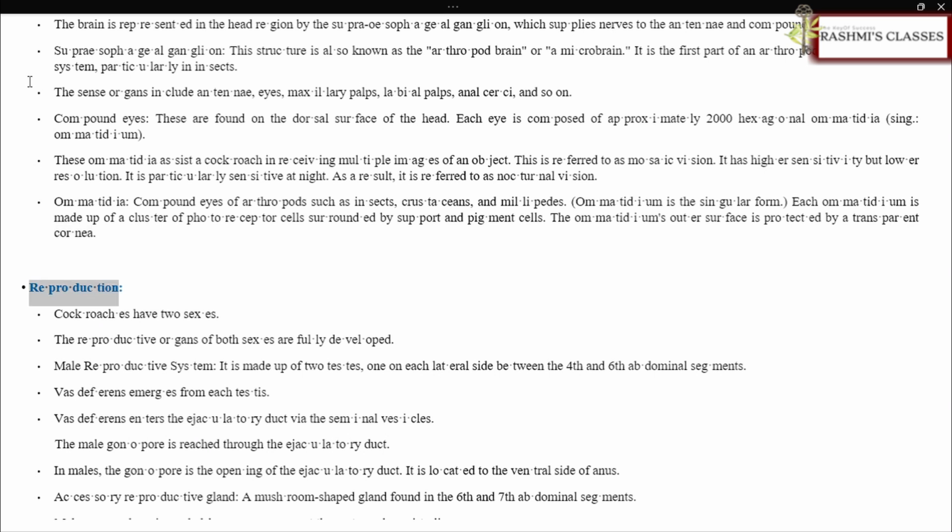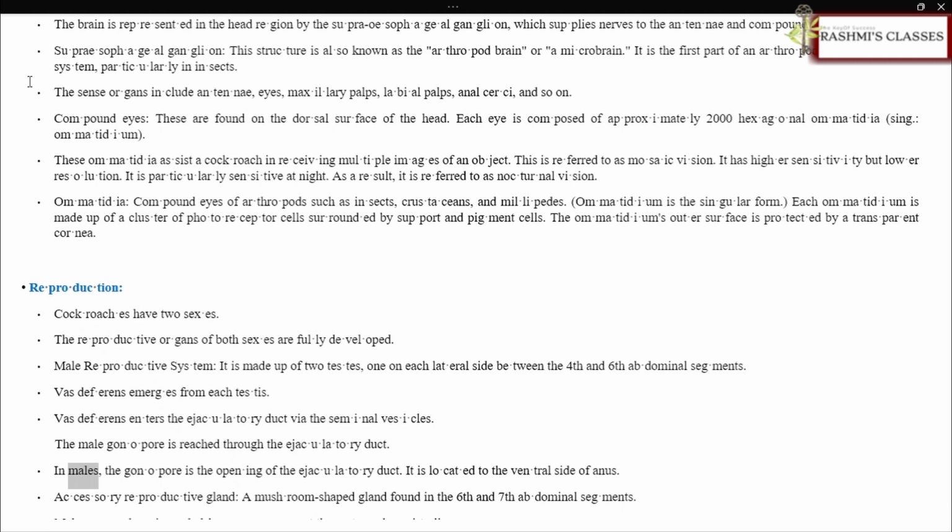Reproduction. Cockroaches have 2 sexes. The reproductive organs of both sexes are fully developed. Male reproductive system. It is made up of 2 testes, one on each lateral side between the 4th and 6th abdominal segments. Vas deferens emerges from each testis. Vas deferens enters the ejaculatory duct via the seminal vesicles. The male gonopore is reached through the ejaculatory duct.